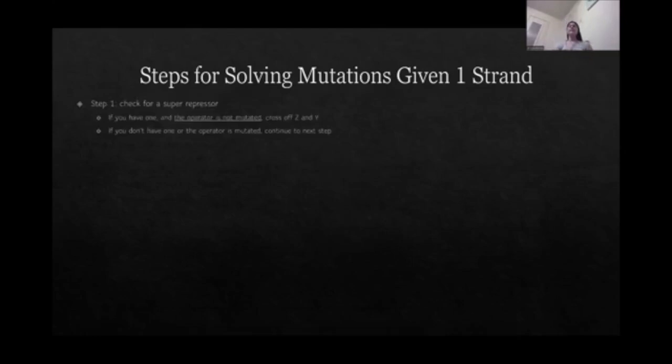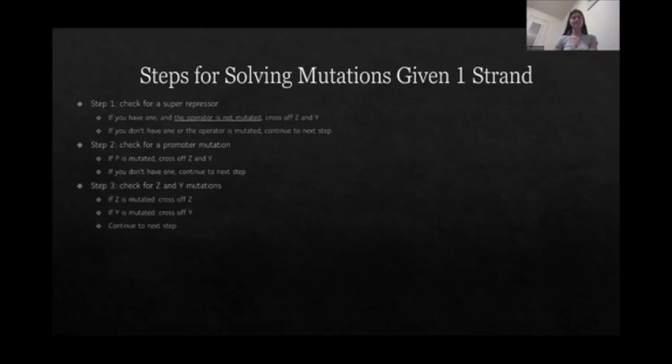So step 1, you're going to check for a super repressor. If you have a super repressor and the operator is not mutated, you can just automatically cross off Z and Y. Because if you have a super repressor and it can bind to the operator, it's never leaving. If you don't have one, or if your operator is mutated, we'll go to step 2. Step 2, check for a promoter mutation. If P is mutated with P minus, cross off Z, cross off Y. If you don't have that mutation, you would go to step 3.